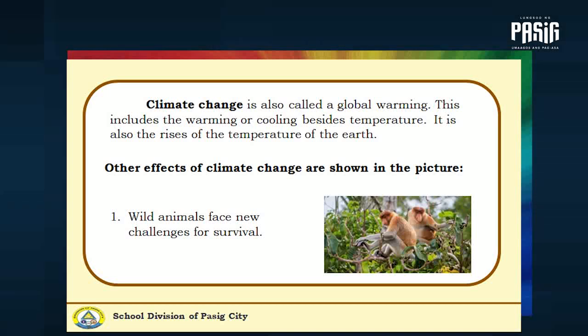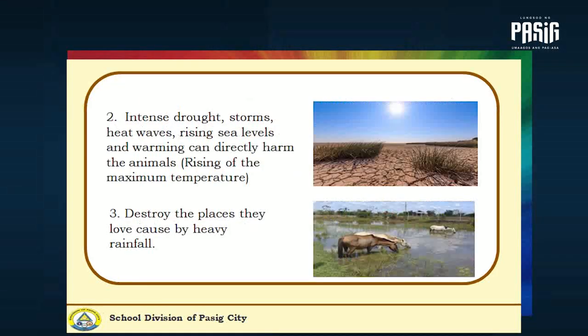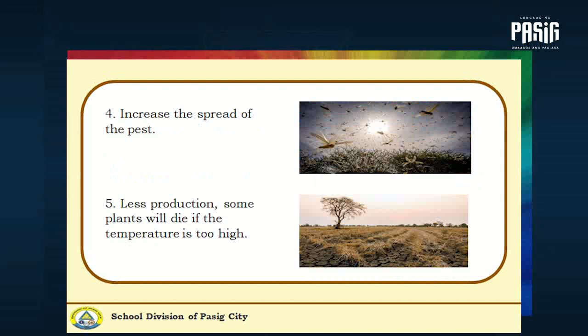Wild animals face challenges for survival. Intense drought, storms, heat waves, rising sea levels, and warming can directly harm the animals. Heavy rainfall can destroy the places they love. It also increases the spread of pests. Less production. Some plants will die if the temperature is too high.